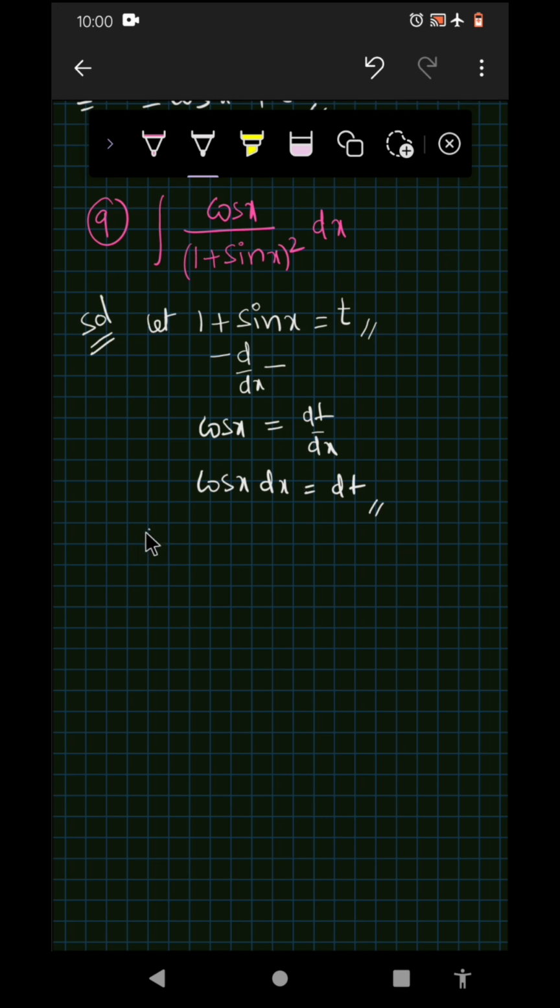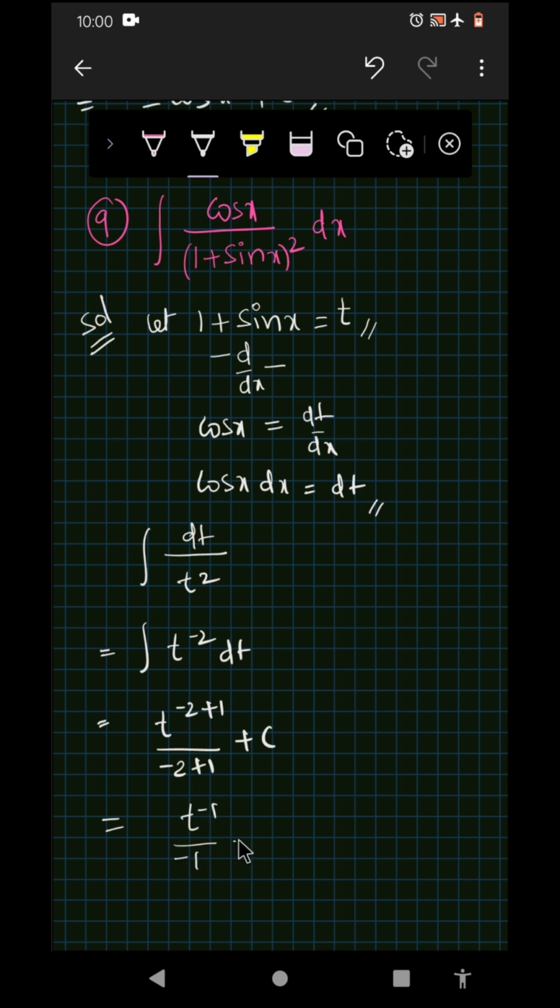We get that here integration of cos x dx is equal to dt, and we get dt by 1 plus sin x, which is t, so t square. Now we get integration of t power minus 2 dt. We get t power minus 2 plus 1 by minus 2 plus 1 plus c. So this is the formula: integration of x power n dx is equal to x power n plus 1 by n plus 1. So we get t power minus 1 by minus 1 plus c.